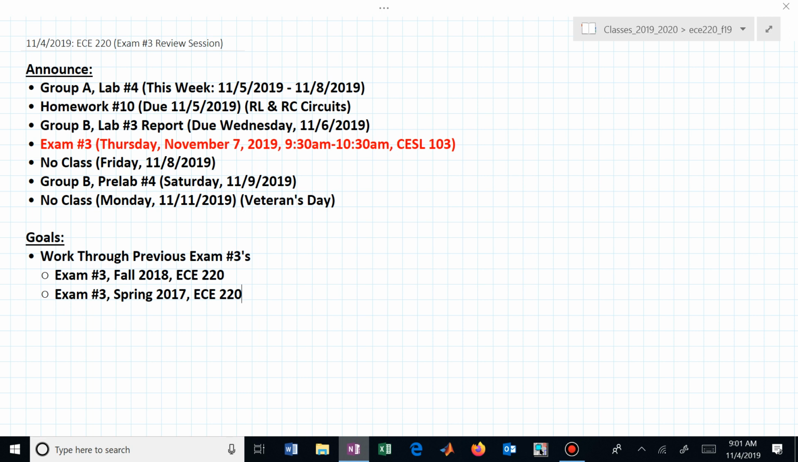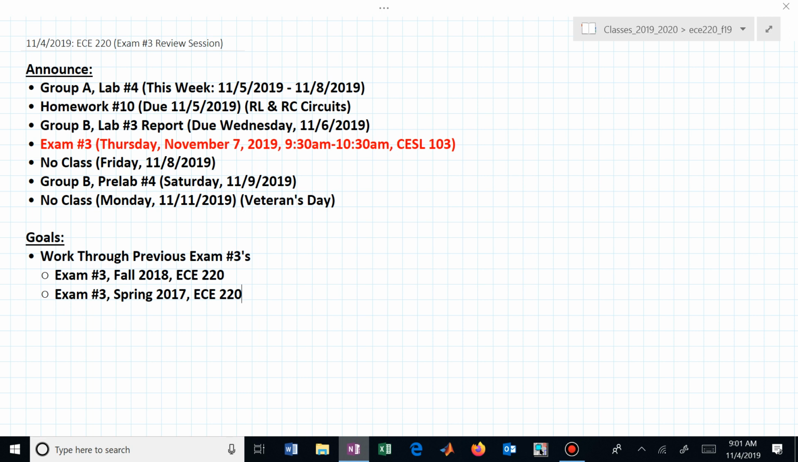We have a couple of days that you do not have to attend. You have to attend Thursday, that's the day of the exam. But Friday, the day after, we are not having class. And then a week from today is Veterans Day, so you won't be here in class next week at this time. Group B, though, will be needing to turn in your pre-lab for lab number 4 on Saturday.